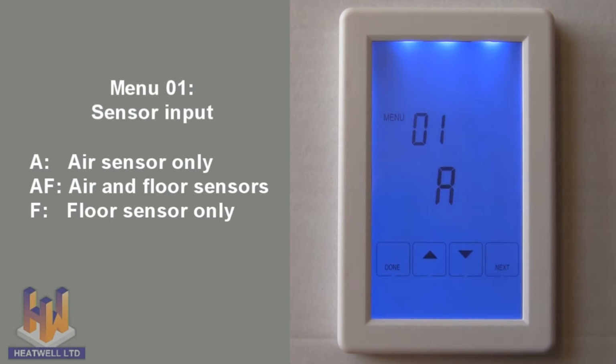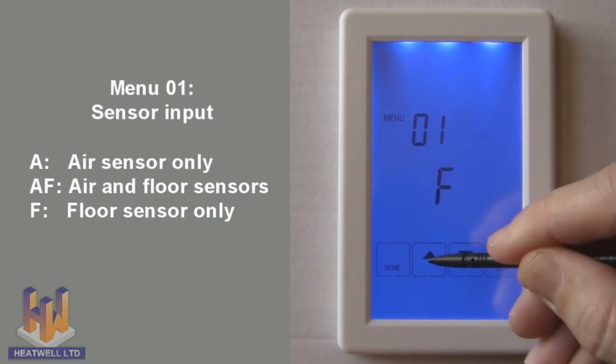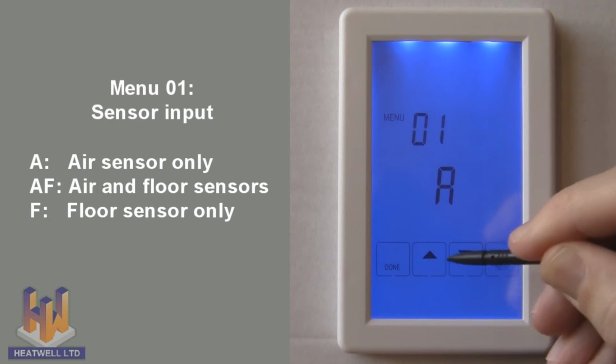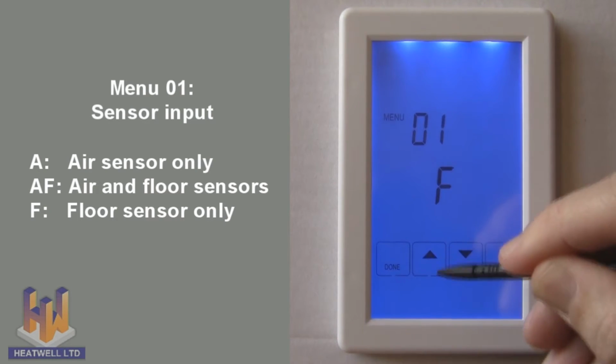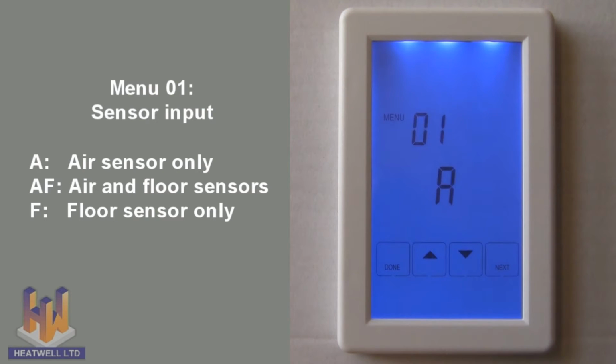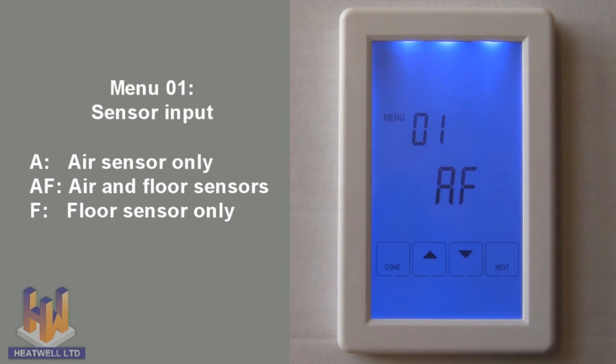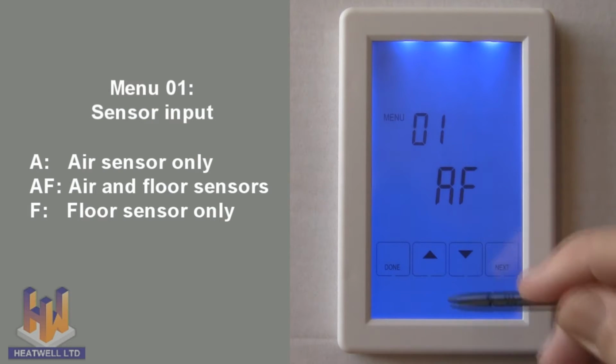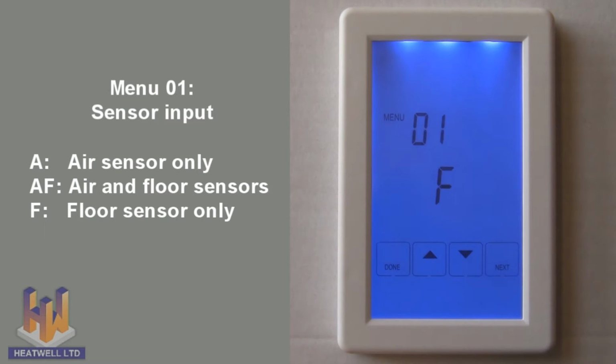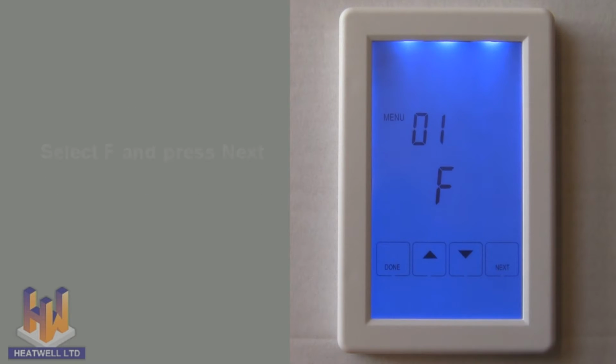You can use the up or down arrows to select between A, where the unit will use its built-in air temperature sensor, AF, where the unit will use its air temperature sensor and the floor temperature sensor together, or F to just use the floor temperature sensor installed inside your heated floor. In this case, select F and press Next to move to the next menu.